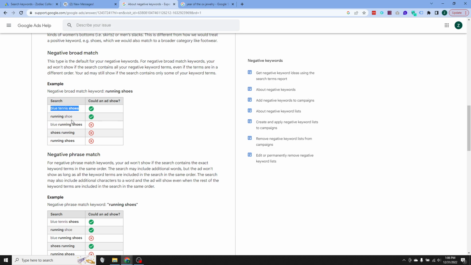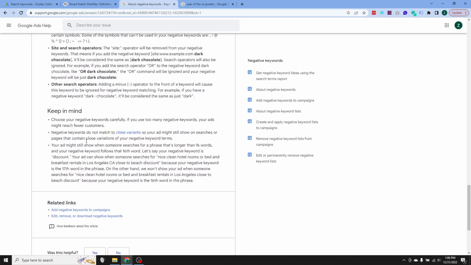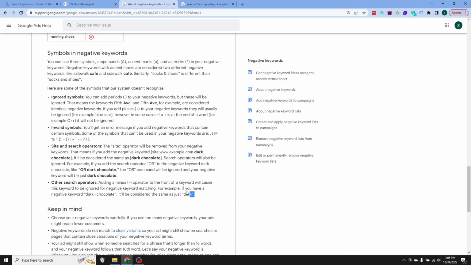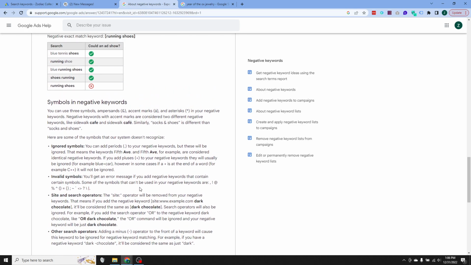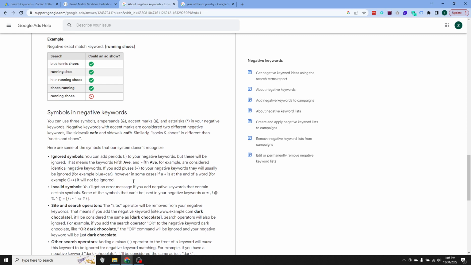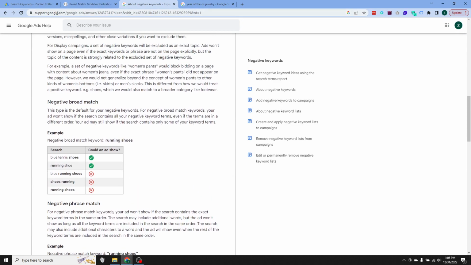And then blue tennis shoes, right? So you could see they're a little confusing, and the only way to really learn this is just to practice it. These examples are good. And there's some more stuff in here that's a little bit more interesting. I think you might still be able to use minus signs in here, but that's more advanced. I've really found no reason to ever use these. But refer to the documentation and play around with it.